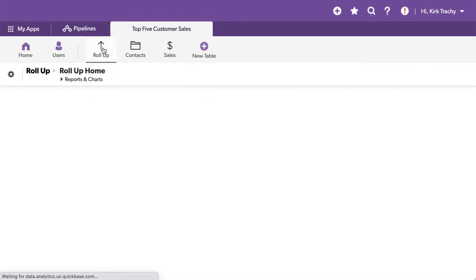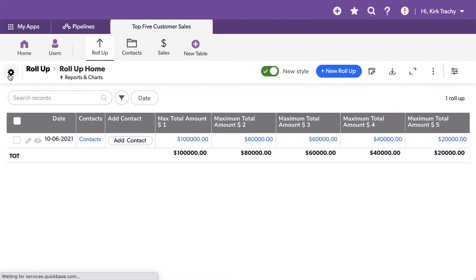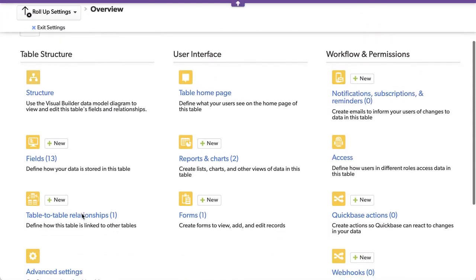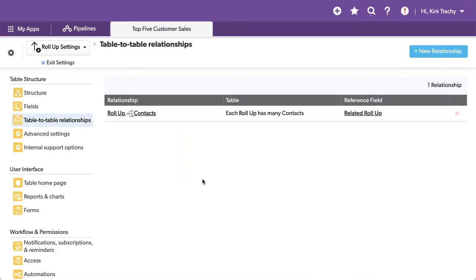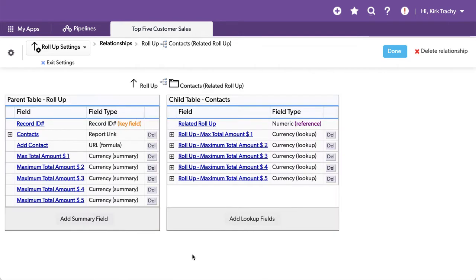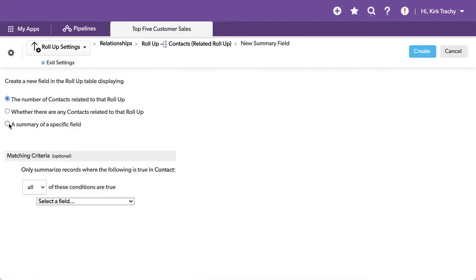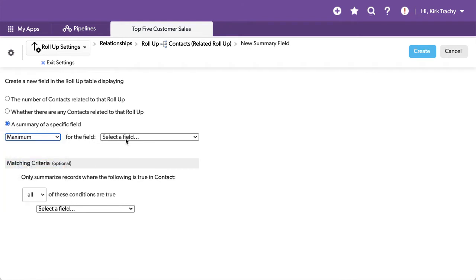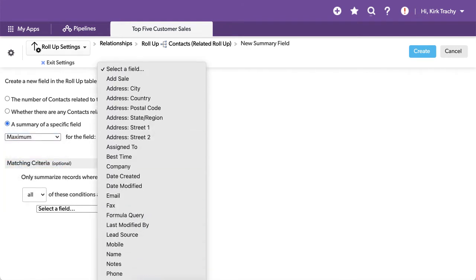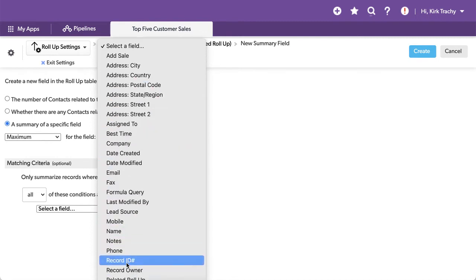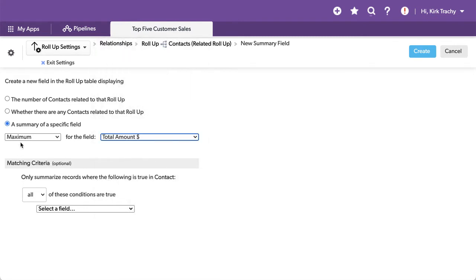Let's take a look at the relationship between roll-up and the contacts. And once again, there's only one record in the roll-up. But if I edit this, you can see that we've got a summary. So the very first one is, what is the max total amount? The way we did that was we went here and said, I want to know the max total amount, or I think in this one, it's just amount, wherever it is here. Yeah, total amount, the max total amount. Okay, this is the very first one.